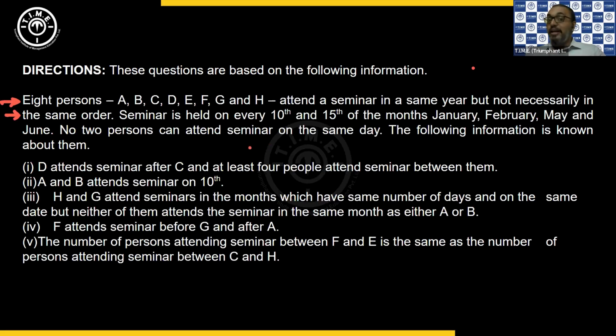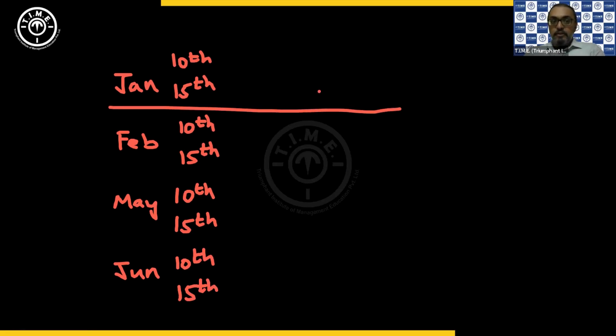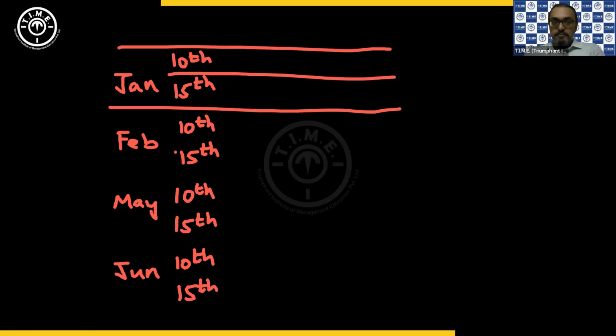Yes. So there are 2 dates given, 10th and 15th of the months, and the months are Jan, Feb, May, and June. Says no 2 persons can attend the seminar on the same day. Okay. So we have Jan, Feb, May, and June. So let's fix that. So we have January, we have 10th and 15th. Then we have February, 10th and 15th. Then we have May, 10th and 15th. And then we have June, 10th and 15th. So that's how you get 8 people, 4 months.